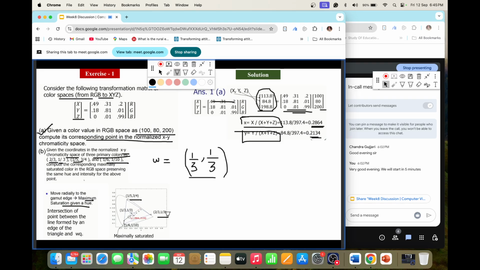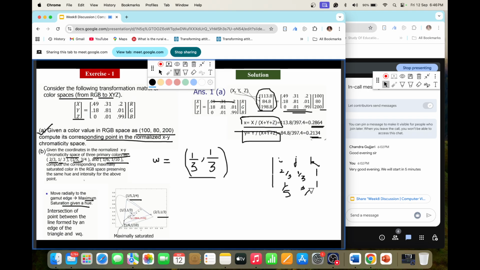We can calculate it by the simple straight line equation, with i, j, k and whatever the points are. Here k is 1, because for scaling we take 1, and i, j are already given. For red, it will be 2 by 3, 1 by 3, and similarly for green, it is 1 by 5 and 3 by 4.